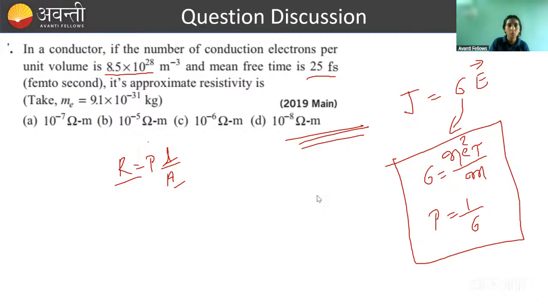ठीक है. सो यहाँ पे तुम्हें per unit volume charge carrier is given, n का वैल्यू is given, mean free time that is tau is given. ठीक है. And mass of electron is given. Charge of electron e you already know, 1.6 into 10 to the power minus 19. You can put in the values, you can get the answers.